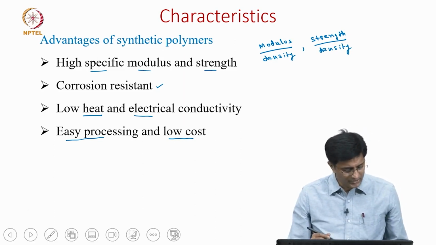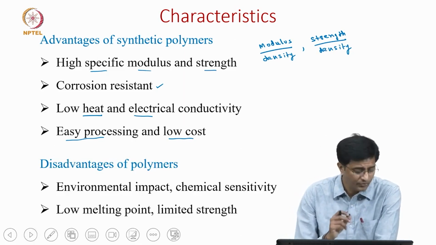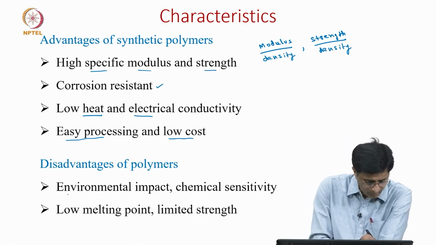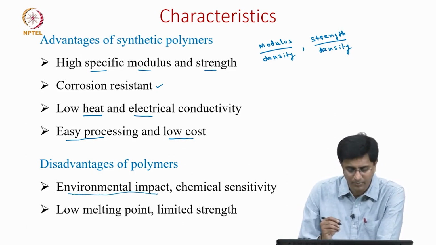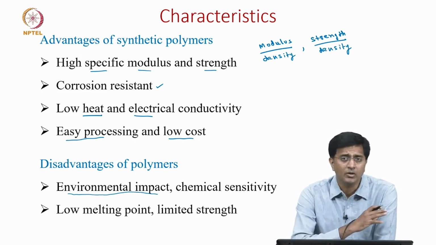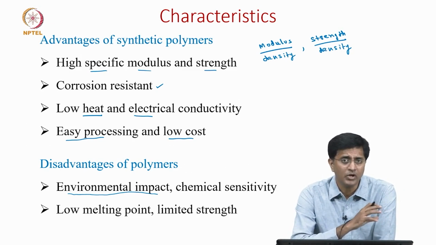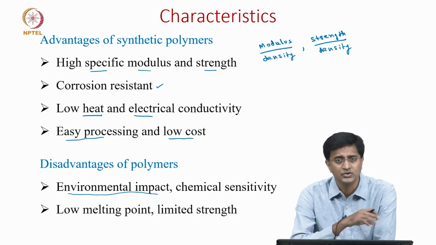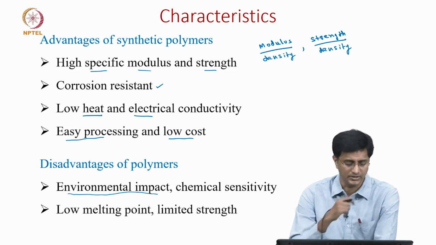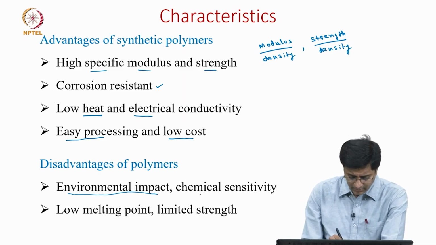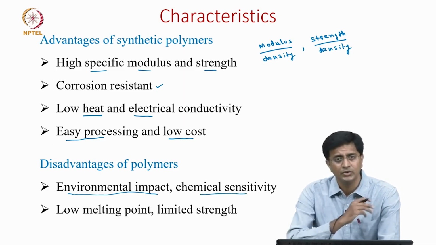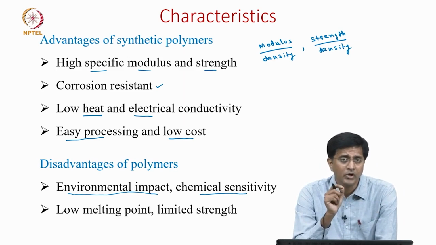But in addition to these advantages, they do have a few disadvantages. Most important of that is the environmental impact. This is because unlike natural materials, polymers do not degrade quickly. It takes several hundred years for polymers to degrade and decompose in the earth. The other disadvantage is the chemical sensitivity. Though they are stable, a few polymers are reactive with a few chemicals. So, when these chemicals are in contact with these polymers, they decompose or degrade.